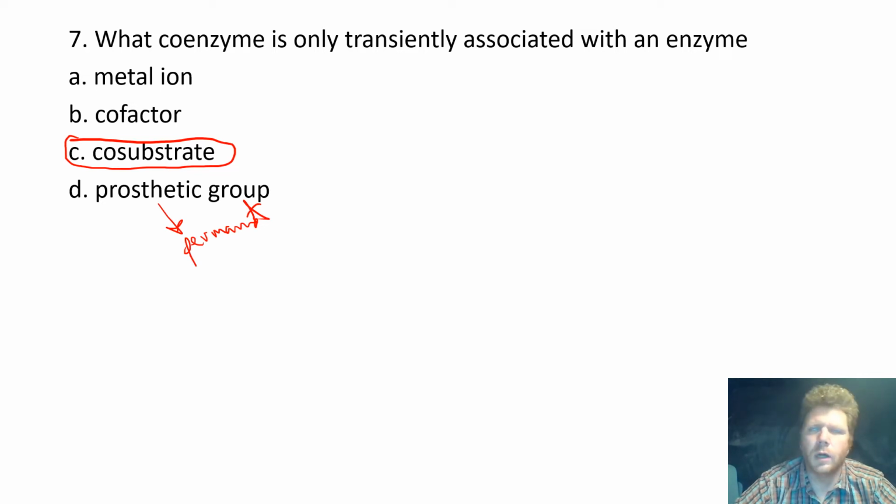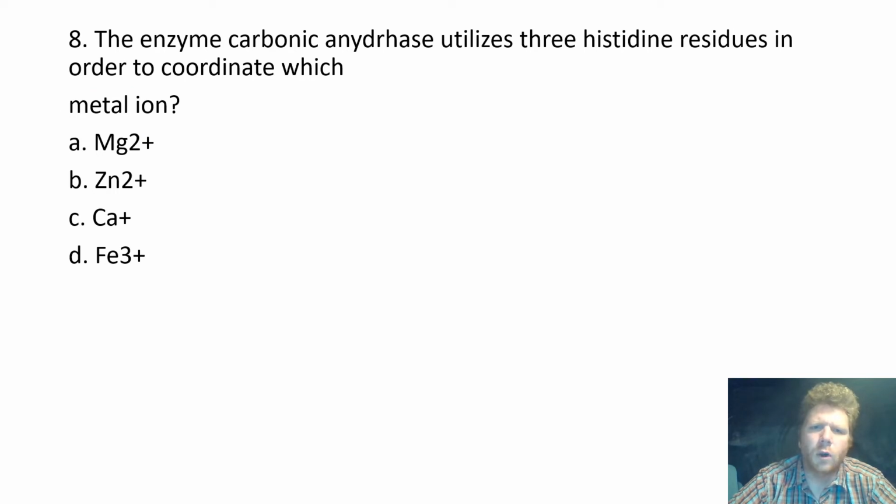Heme, though not an enzyme, is going to be a prosthetic group when it comes to binding hemoglobin, or within the function of hemoglobin. Okay, the enzyme carbonic anhydrase utilizes 3 histidine residues in order to coordinate which metal ion. And I just alluded to this in question number 6. The correct answer is zinc. Zn2+ is zinc ion. So what's significant about that is that it allows the change in a pKa value so that we can continue and complete the function of that enzyme.